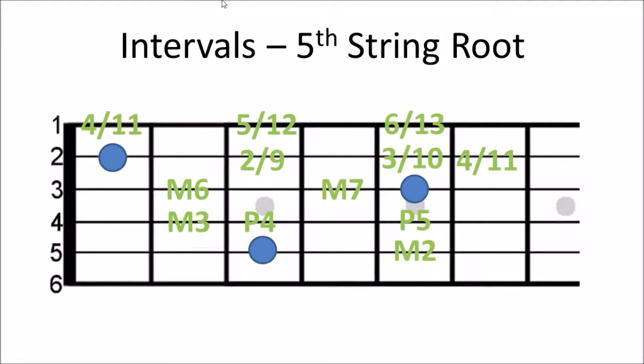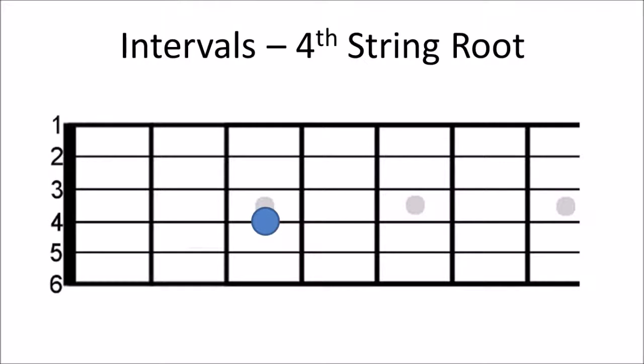Okay, so now let's move down to the 4th string root intervals. And with these intervals, we're only going to go through one octave, and then up to the 4th or 11th on the 2nd octave. So here we have the root, the major 2nd, the major 3rd, the perfect 4th, and perfect 5th.